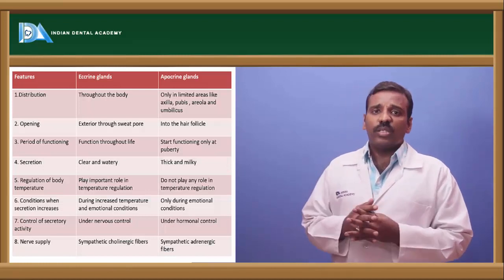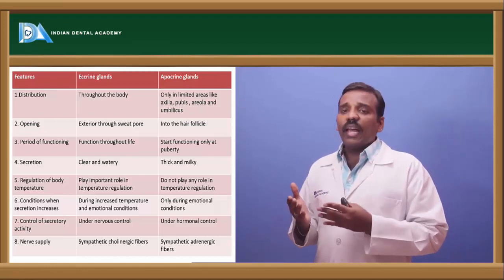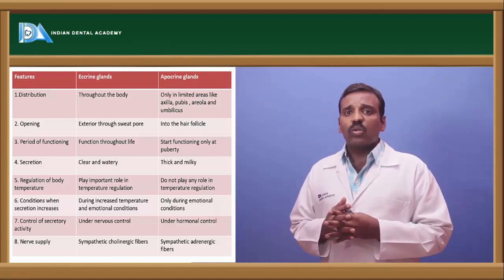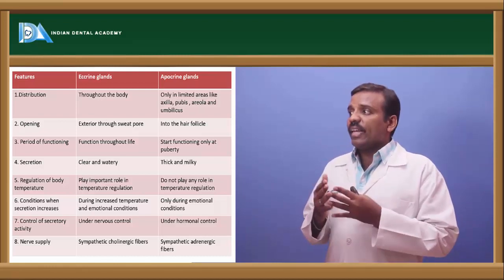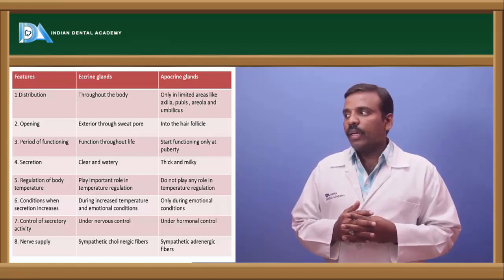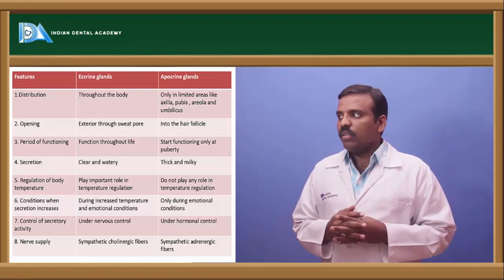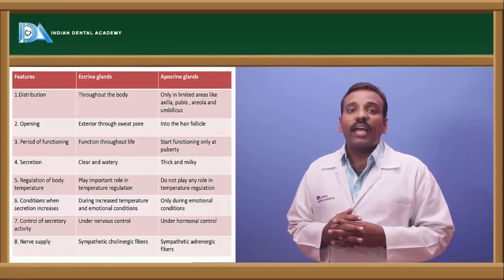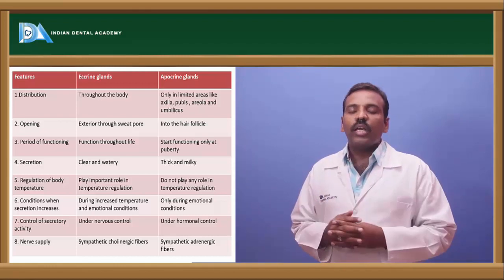If you see the difference between the two sweat glands, the eccrine and the apocrine glands, in terms of distribution, eccrine glands are present throughout the body, and apocrine glands are present only in areas like the axilla, pubis, areola and umbilicus. Next is the opening: eccrine glands open to the exterior through an individual sweat pore, whereas the apocrine glands, as we said, open into the hair follicle.